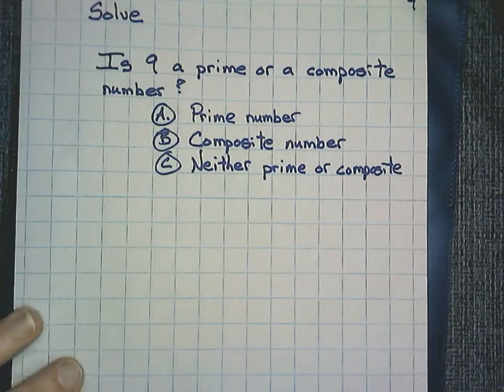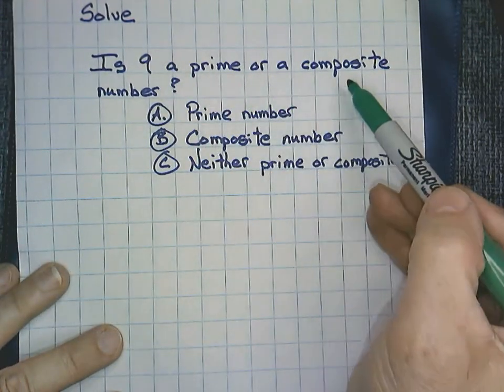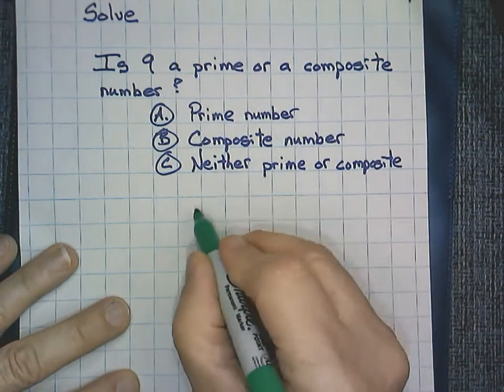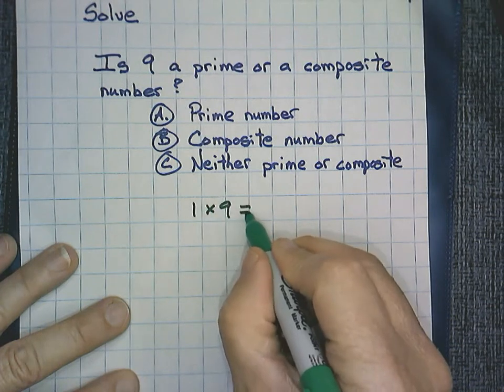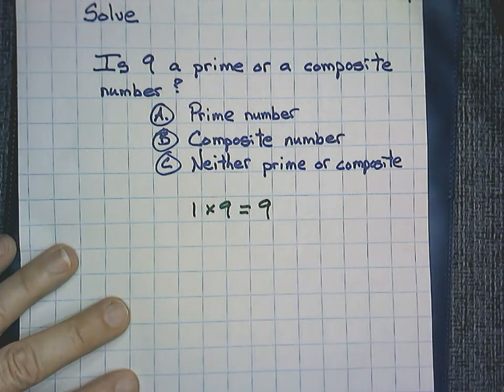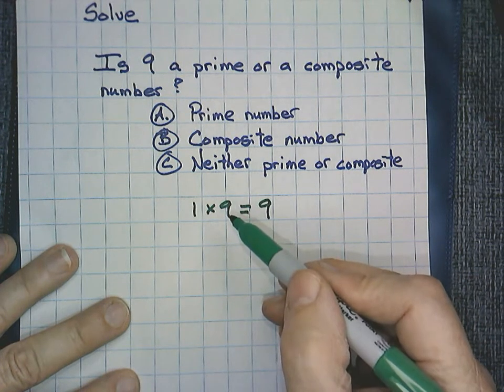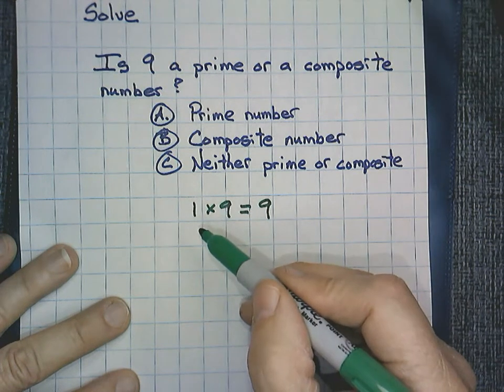Solve. Is 9 a prime or a composite number? Well, let's find out. 1 times 9 equals 9. But is there another way to make 9? Well, 9 is odd. We cannot use 2, but how about 3?